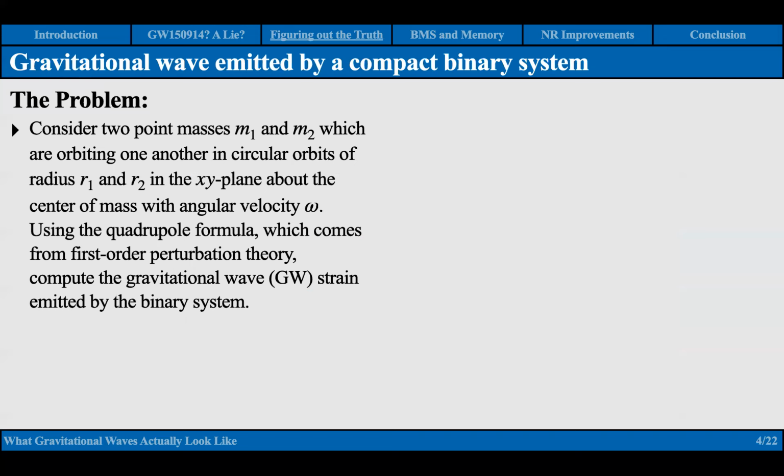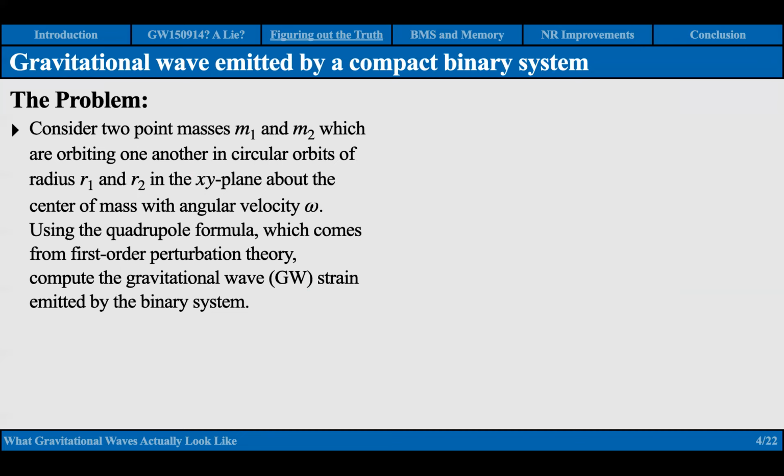They are separated from the center of mass by radius r1 and r2 in the xy plane, and they're orbiting with some angular velocity omega. And the task that we're given is to use the quadrupole formula, which comes from first order perturbation theory, to compute the gravitational wave strain that's emitted by this binary system. Okay, pretty straightforward.